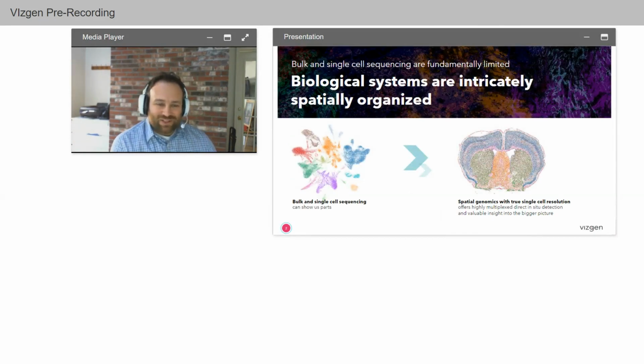Biological systems are intricately spatially organized. Right now, we have tools such as bulk and single cell sequencing. These can show us parts of a biological system, but they can't show us the entire picture. They can give us information on what is going on at the tissue level, but they can't show us how cells are spatially organized. And so here at VizGen, we want to move towards providing spatial genomics with true single cell resolution. We feel that this offers a higher level of insight in order to look at very tough, complex biological systems.